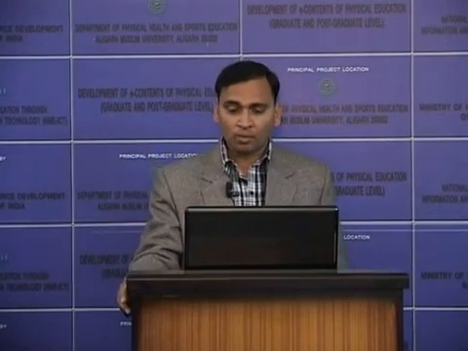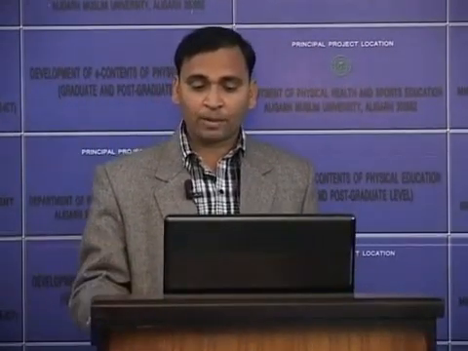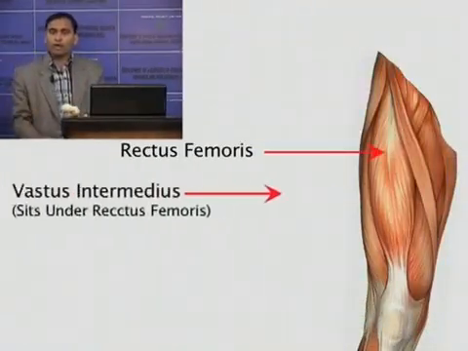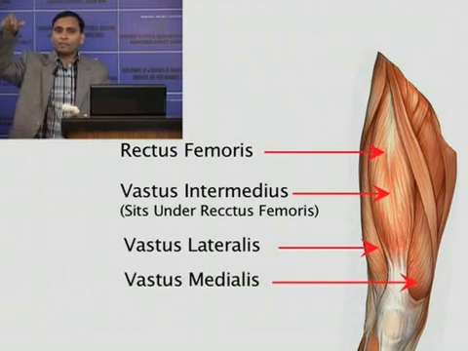Now come to the insertion of the quadriceps muscle. The four muscle bellies converge distally over the anterior side of the patella and form the powerful tendon, the patellar ligament, which is inserted onto the tibial tuberosity. All four muscles come down, and they are going to insert over the tibial tuberosity. They are converging, making a tendon down and going to insert over the patella, over the tibial tuberosity.